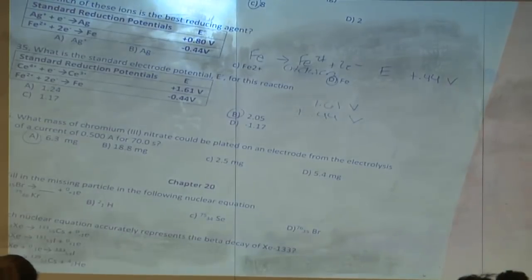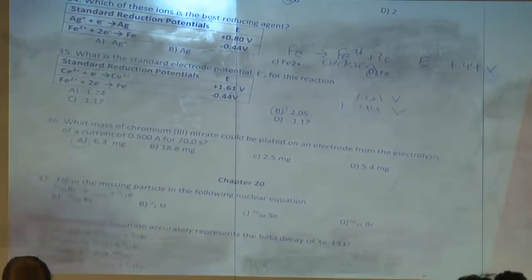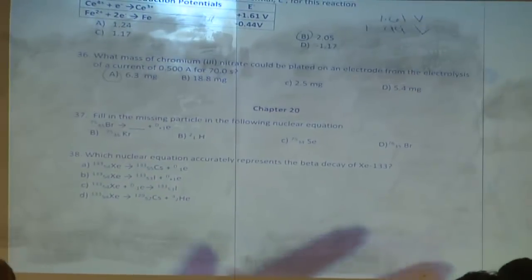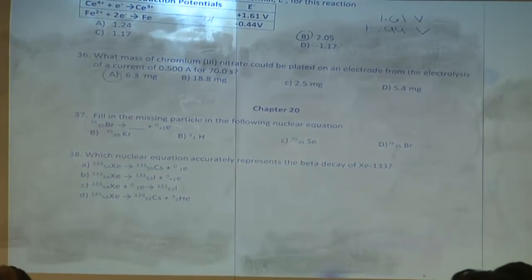Okay. Now we're going to go on to chapter 20. This should be the easiest part of this final, because this nuclear chemistry section is pretty easy. All right. So in this one, we're going to fill in the particle for the following nuclear equation.